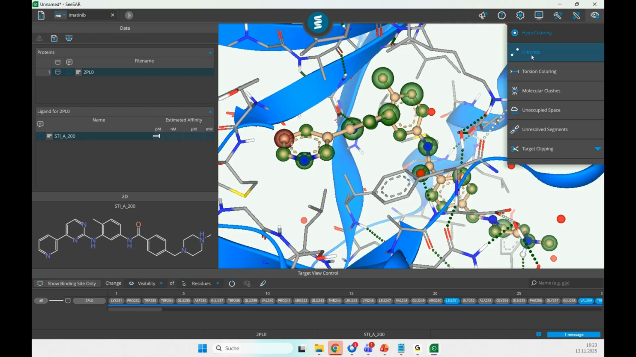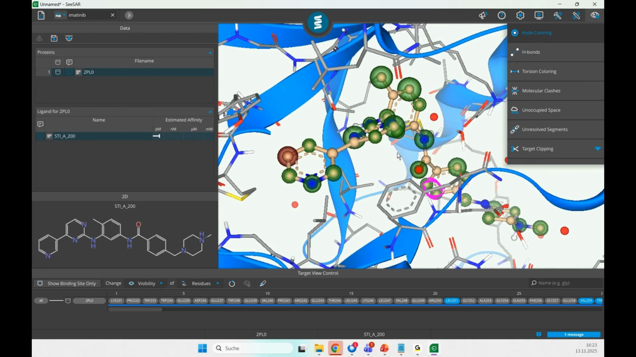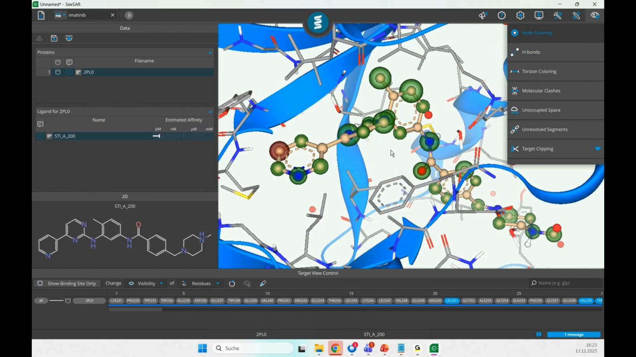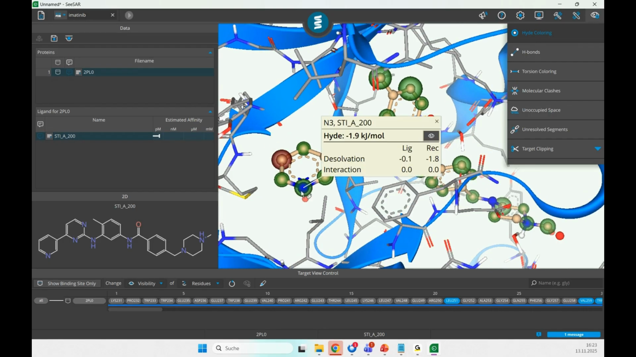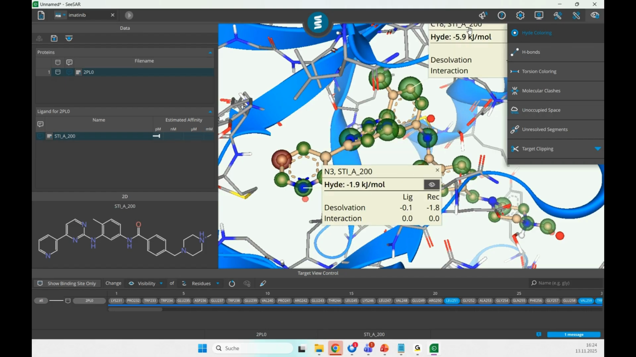Regarding the H bonds, what I forgot to mention, the spheres also indicate how large this affinity gain or drop or loss is by the end of the day. So very small spheres mean very small gain, 1.9 kilojoule per mole. It's not so much. Whereas compared to a larger sphere like this one, this is where we get 9.1 kilojoule in total.